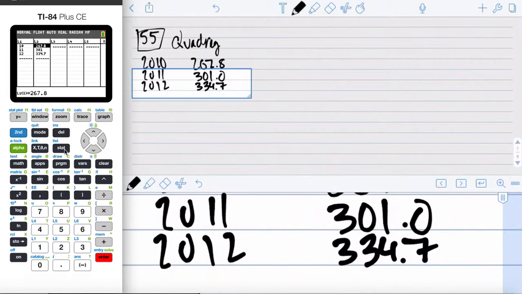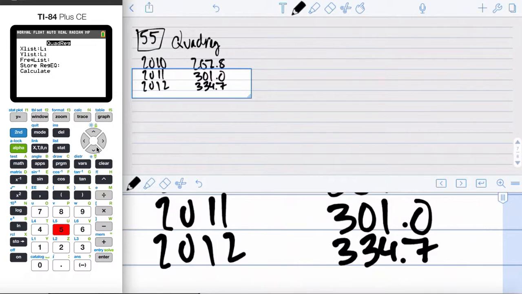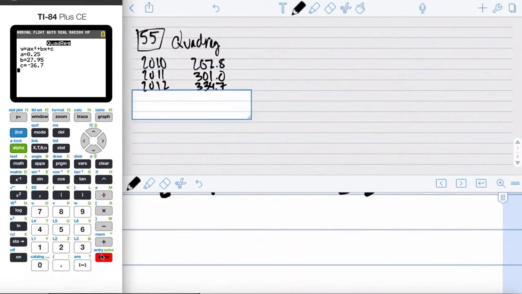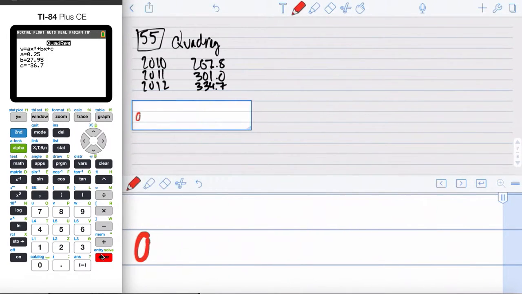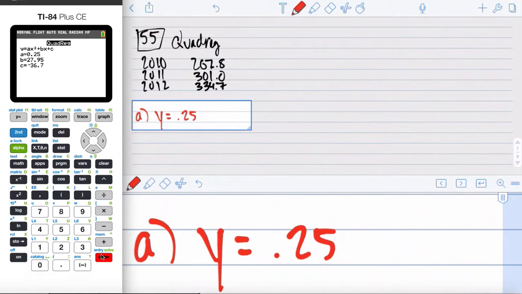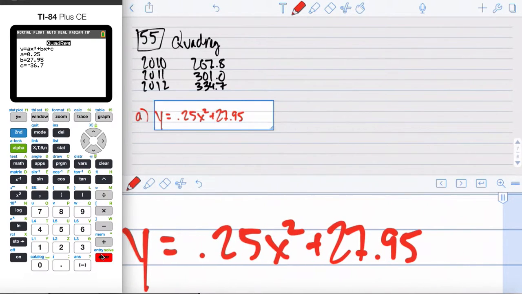I've got it there. Then we go to Exit, Second Mode, Stat, Calc, Option 5 is Quadreg. We want list 1, list 2, and then we want to store it, Alpha Trace, into Y1, which is option 1. And then we slide down and hit calculate. So that gives me a quadratic equation for A. Y is equal to 0.25x squared plus 27.95x minus 36.7.